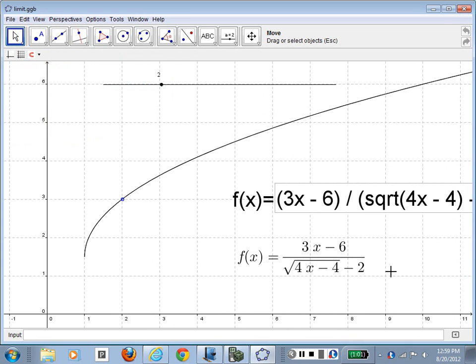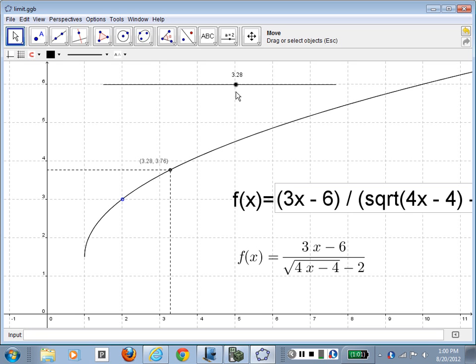The function is this. F of x equals this expression, kind of a rough looking expression, 3x minus 6 in the numerator, and in the denominator, square root of the quantity 4x minus 4, and of course that radical expression could be simplified. You could factor out the 4 on the inside, bring it outside, and have a 2 on the outside if you wanted to, but I'll just leave it unsimplified. Square root of 4x minus 4 minus 2.